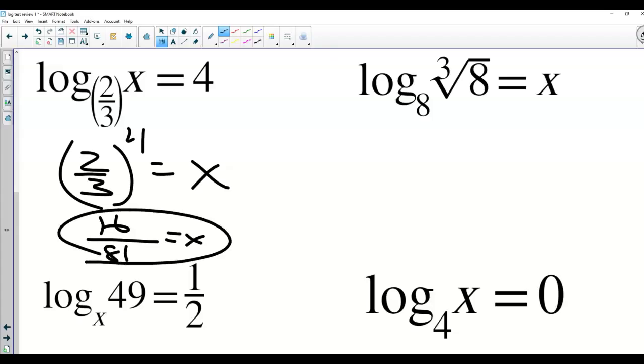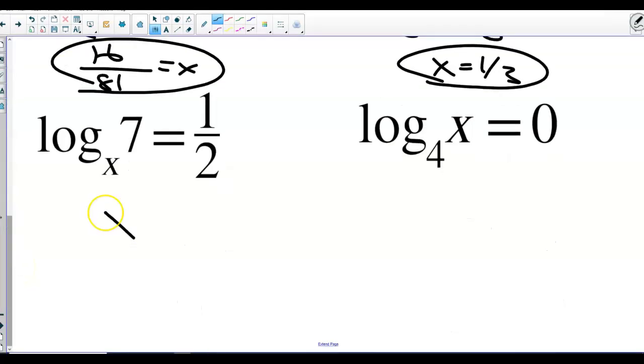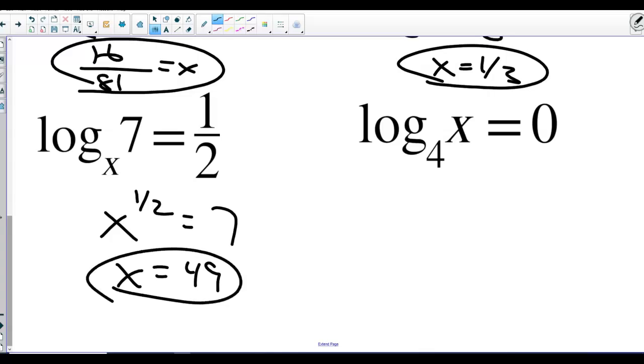It's literally that straightforward. Here, when you have a radical like this, 8 to the x equals the cube root of 8. I can write the cube root of 8 as 8 to the 1/3. So therefore, that's what I'm raising it to, the 1/3. We have to be able to translate radicals into fractional exponents. And the bottom two are pretty straightforward. x to the 1/2 equals 7. The square root of what number would give you 7? It's 49. And then here, we should know at this point, anything raised to the 0 power is 1.